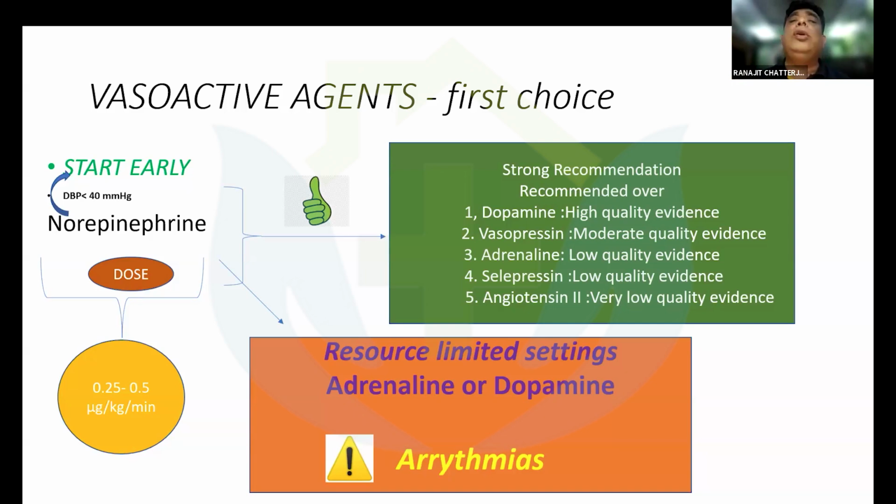All right. Now, when do you start noradrenaline? Early. If the diastolic blood pressure is going down below 40, then you go for early noradrenaline start. And you do not exceed 0.5 microgram per kg per minute. Once you exceed it, you start the second vasopressor. Which second vasopressor do you want to start?